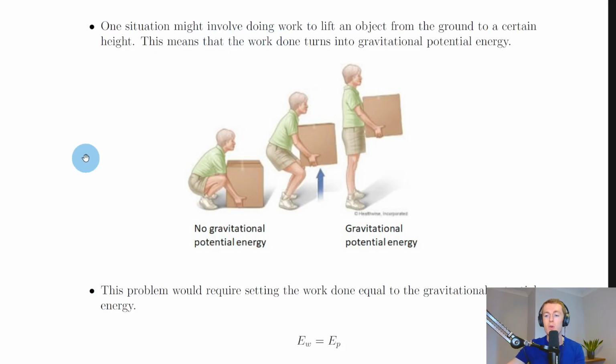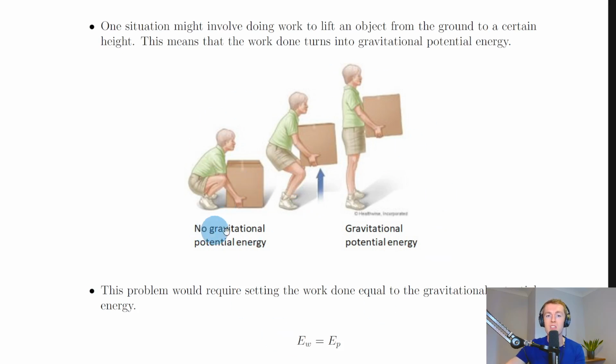Lastly, going back to the notes, another situation involving conservation of energy might involve doing work to lift an object from the ground to a certain height. This means that the work done turns into gravitational potential energy. So if there's a situation where an object is being lifted up and work is being done to raise it to a certain height above the ground, we can say that work done is converted into gravitational potential energy. So you can see that from the diagram here.